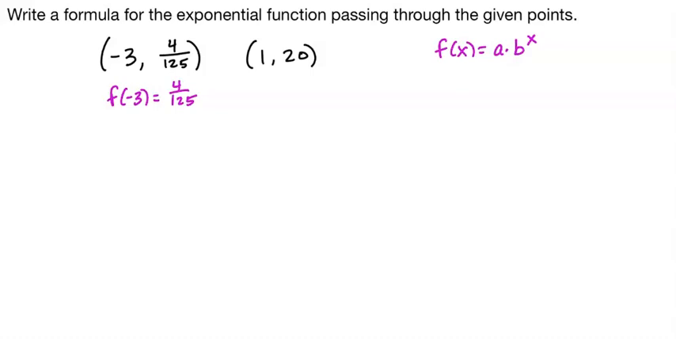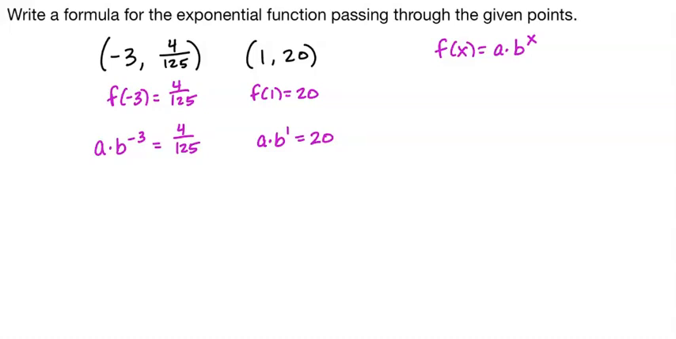So in our form of a times b to the x, this means that a times b to the -3rd power will be equal to 4/125. If we do that same thing with our other point, this point's telling us that f(1) is equal to 20. So a times b to the 1st power is going to be equal to 20. So I now have two equations that each have two variables, a and b.